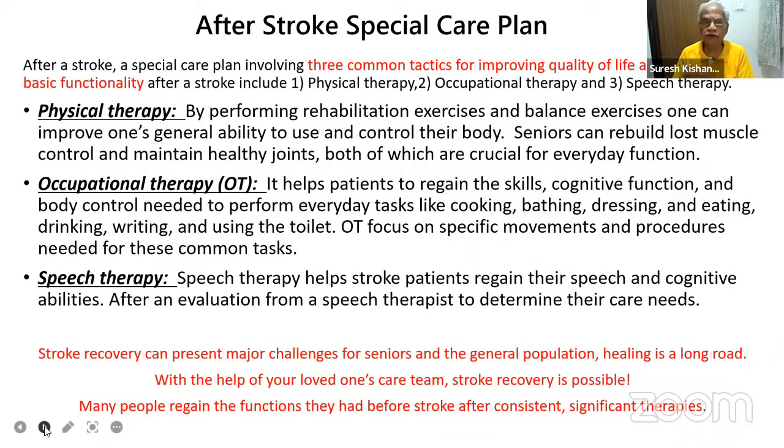General physicians come into their role for the after-stroke special care plan. Basically, it involves physical therapy, that is, muscles which have lost power slowly trying to regain power; occupational therapy, so that the person can regain the skills for day-to-day routine activities at least; and speech therapy, which, again, in a smaller town, may become difficult.